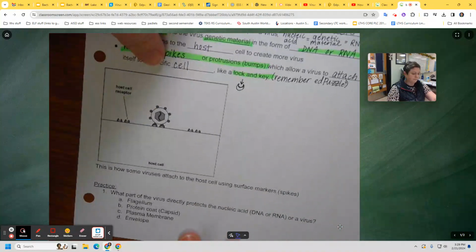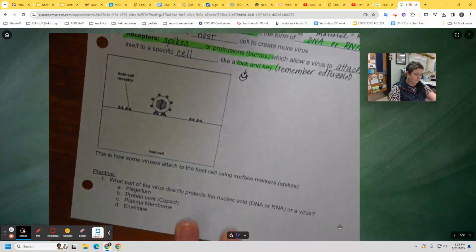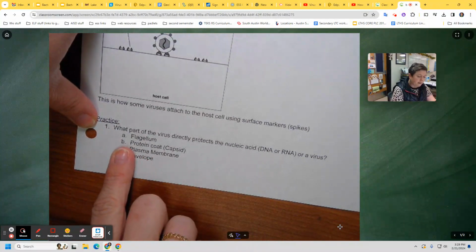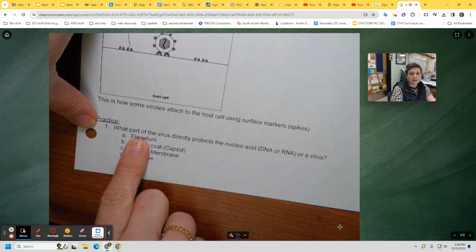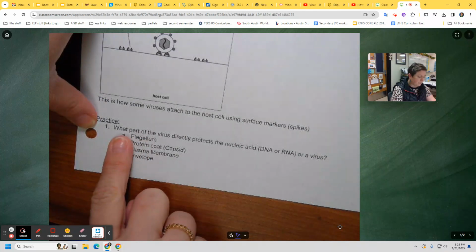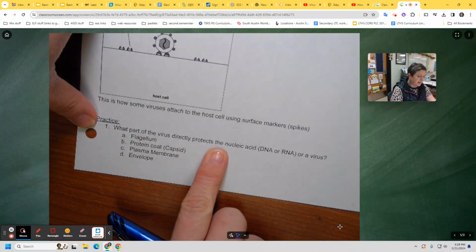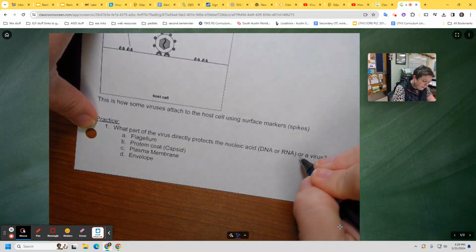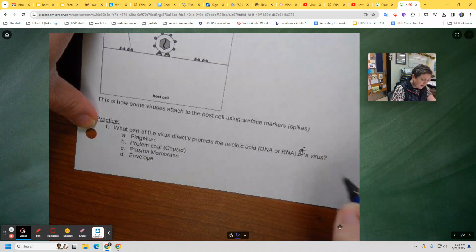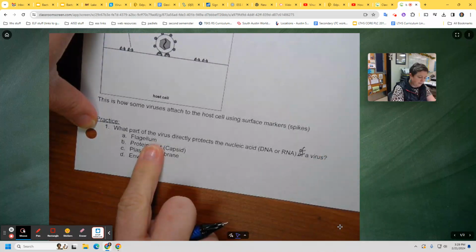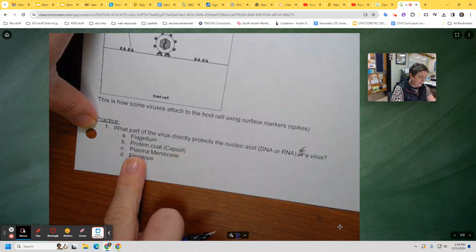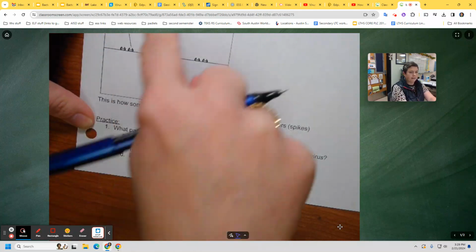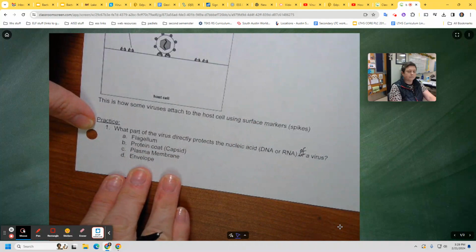Pretty cool. Okay, let's practice these. I want you to do these. I'll read them, but I'm going to want you to do these, and then we'll check them at the end, okay? What part of the virus directly protects the nucleic acid, DNA or RNA, of a virus? Flagellum, protein coat, capsid, plasma membrane, or envelope? You can find that answer up in the top.